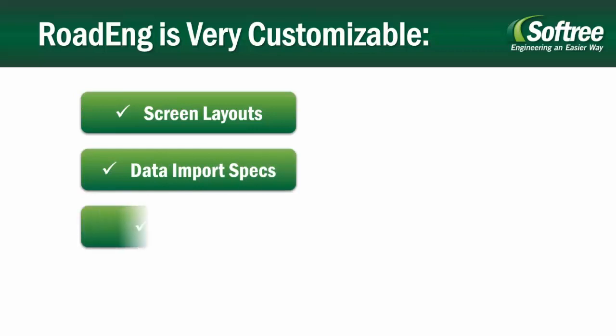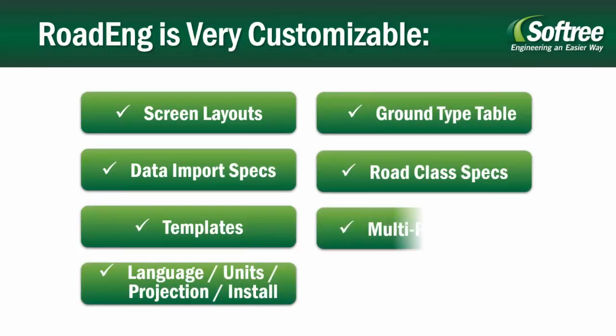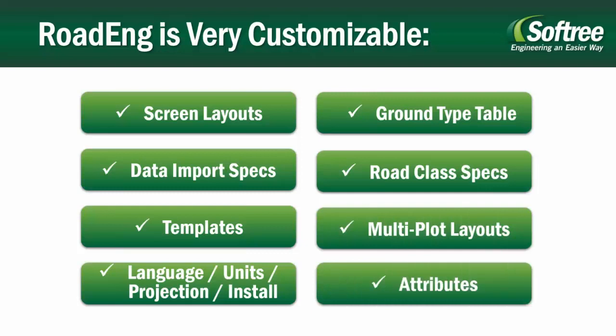Many of you might not be aware of all the different elements in RoadEng that you can customize, including screen layout, data input specifications, default cross-section template, default projection, language units install, ground type table, road class specifications, multiplot layouts, and more. And of course, we will be touching on many of these today.